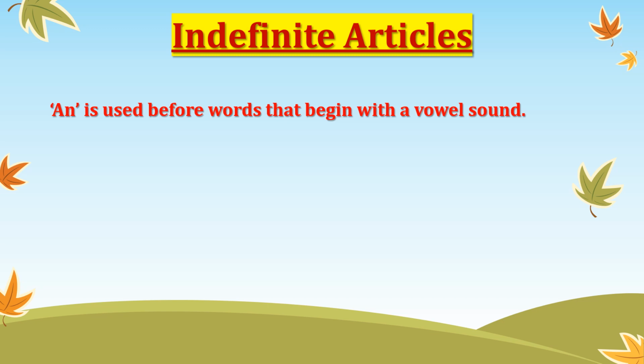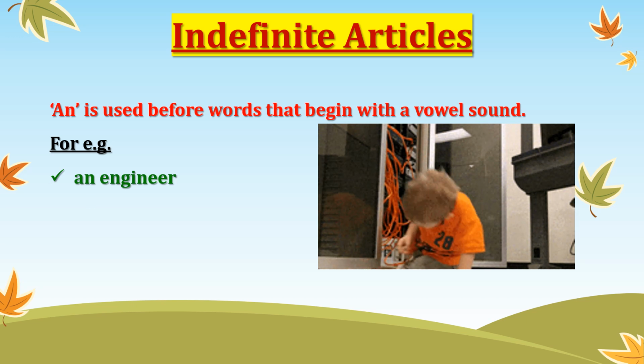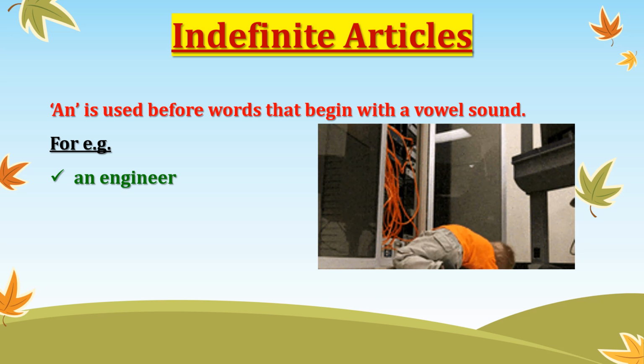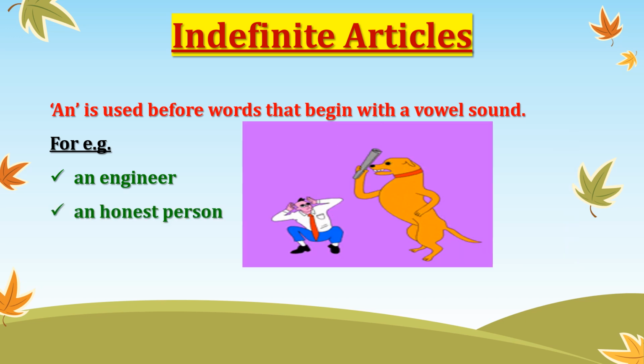An is used before words that begin with a vowel sound. So again, we have to go by the sound and not the letter. Let us take a few examples for this too. An engineer. So here, this word engineer is starting with a vowel sound. That is why we are going to use the article an with it.